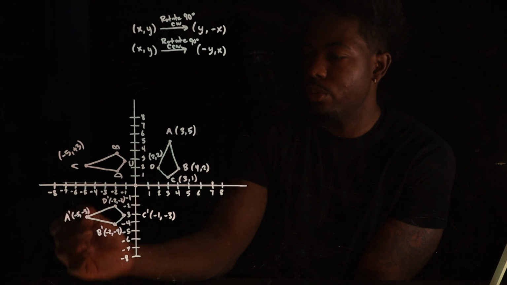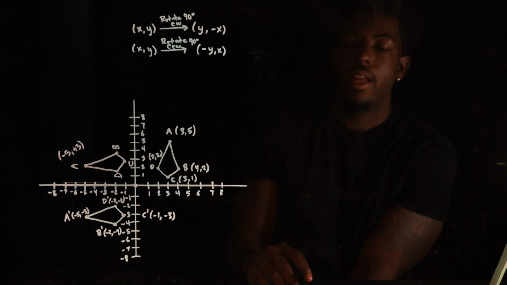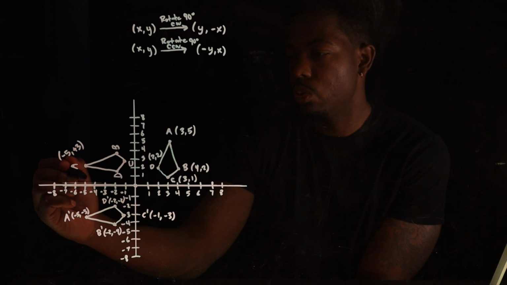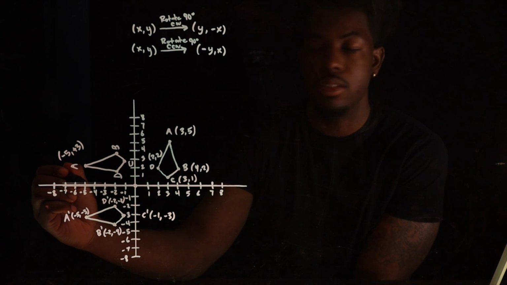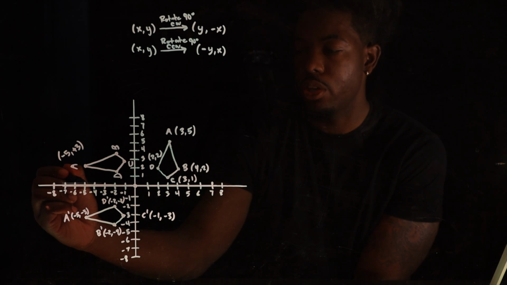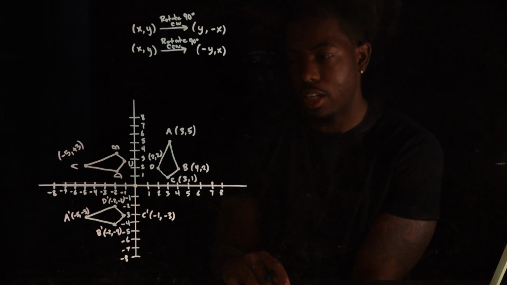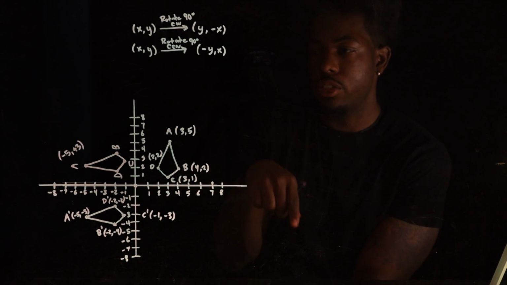If we are translating down, how many units do we need to translate down, which is y-axis, to make our positive 3 turn into a negative 3? How many units from positive 3 to 0? That's 3 units. How many units from 0 to negative 3? That is a total of 6 units. I need to translate down 6 units.